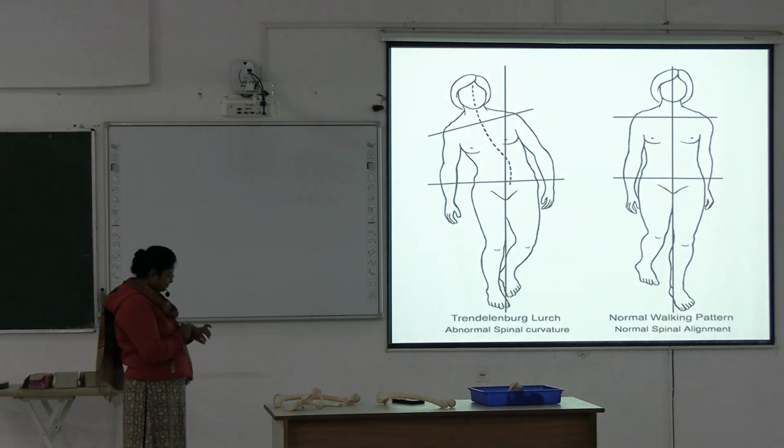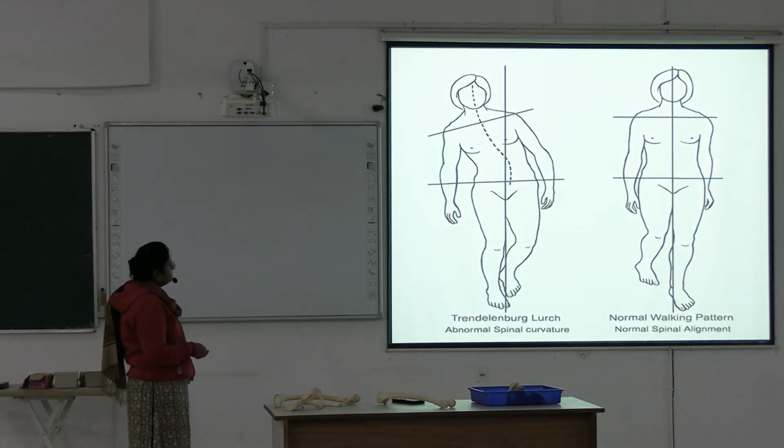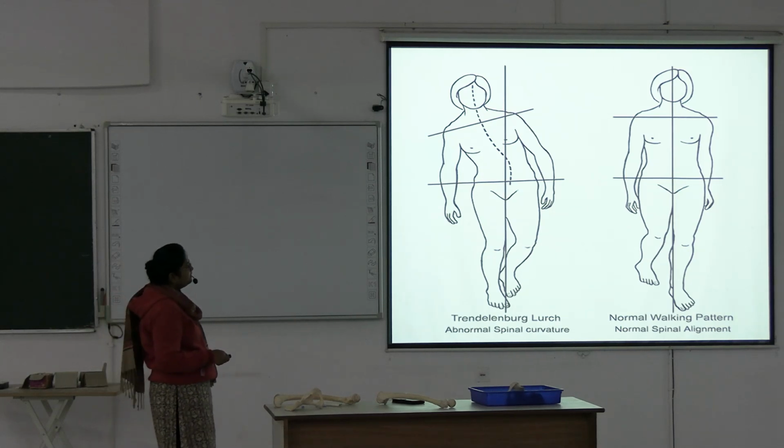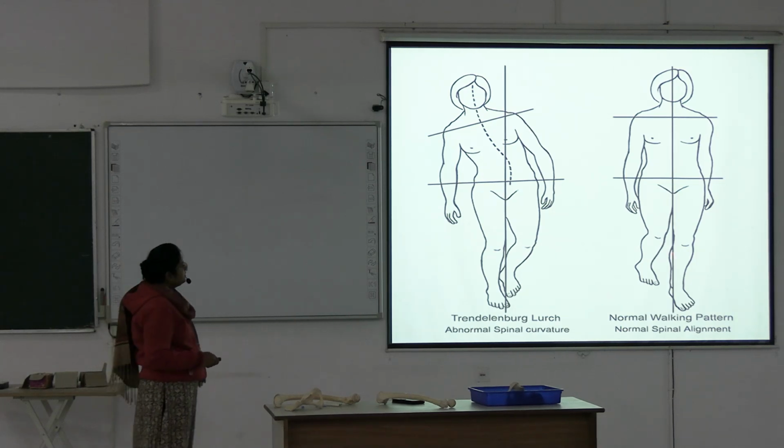Next, see here that this is the Trendelenburg lurch. Abnormal spinal curvature occurs due to the dislocation of the hip. This is the normal walking pattern, normal spinal alignment.